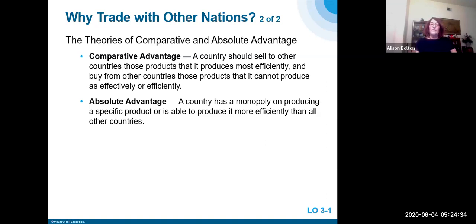And then we have what's known as absolute advantage, where there's a monopoly, and we see this in energy and utilities a lot. That slows other countries down in that area, but it gives them the upper edge when they have the ability to make something more efficiently than another country.